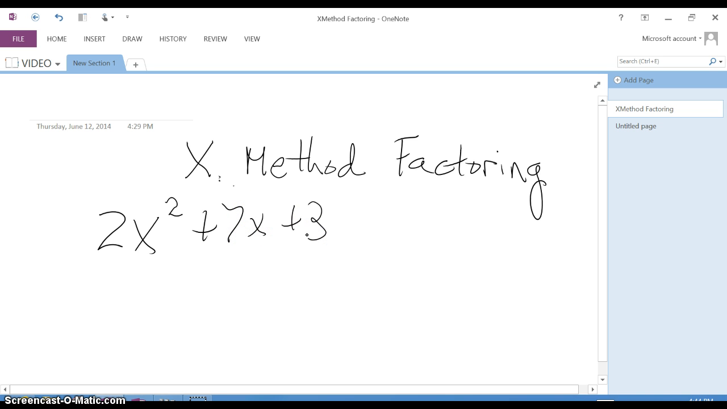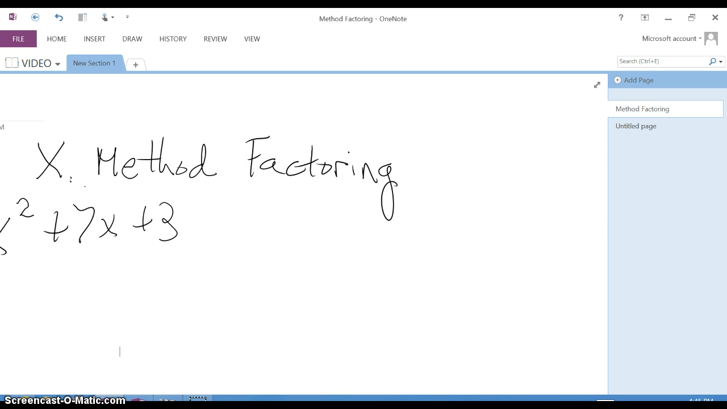plus 3. Okay, so what we're going to do here is, rather than trying to come up with some cute little shortcuts, I'm going to show you a method that will work on any trinomial, no matter what the numbers are, as long as that trinomial is factorable. So let's come off to the side. We're going to draw an X.